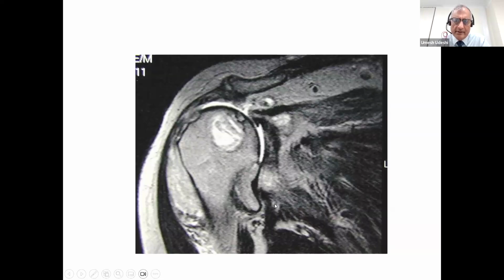Okay, so here's another case. Coronal image through a very abnormal looking shoulder. What do you think's going on here? I've got more images in a moment, but this image is already looking very abnormal, isn't it? What are we seeing?